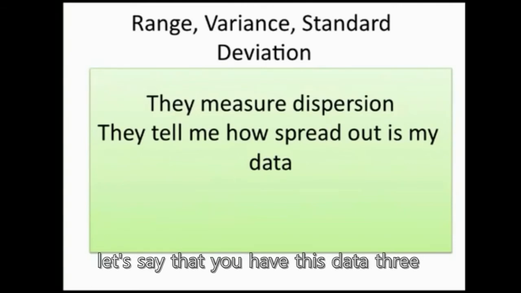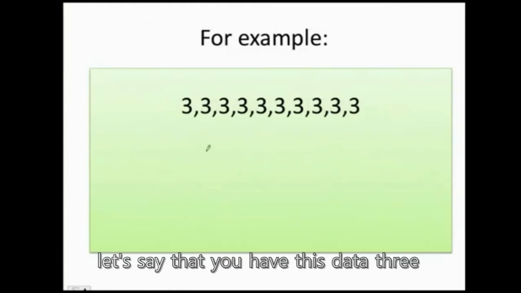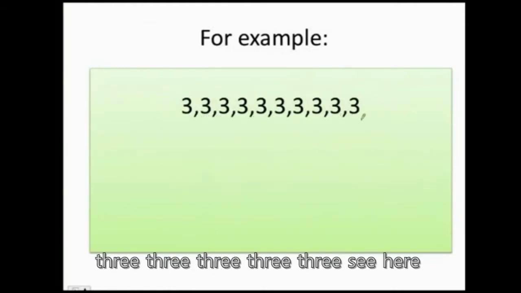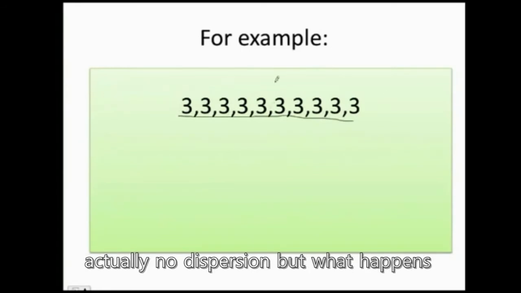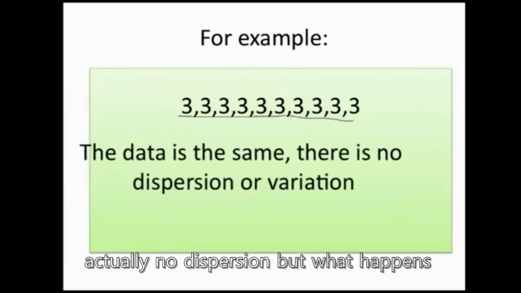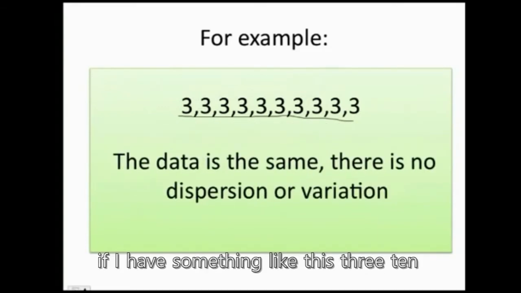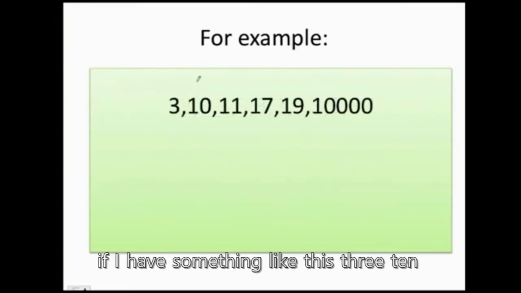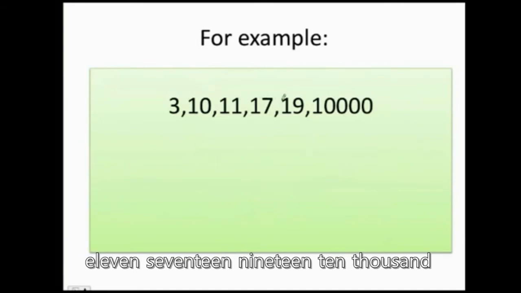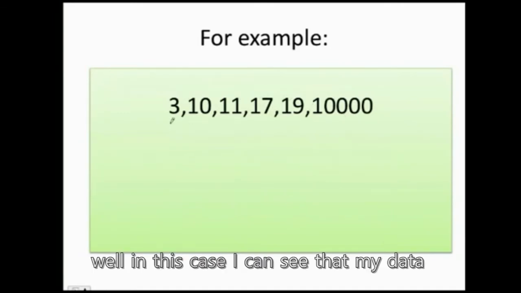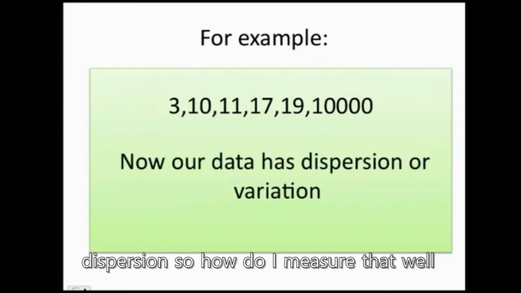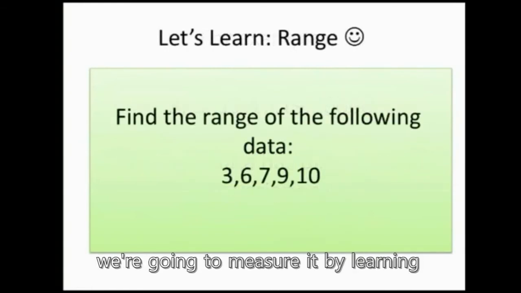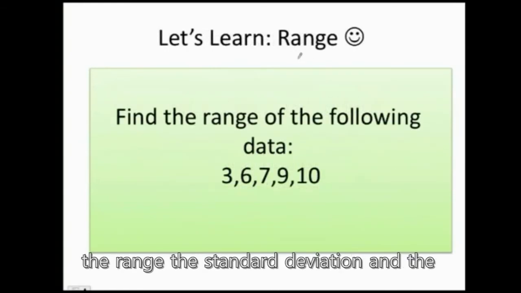Let's see an example. Let's say that you have this data, 3, 3, 3, 3, 3, 3. See here that everyone is the same, so there's actually no dispersion. But what happens if I have something like this? 3, 10, 11, 17, 19, 10,000. Well, in this case, I can see that my data is not the same, and there is actually dispersion. So how do I measure that? Well, we're going to measure it by learning the range, the standard deviation, and the variance.